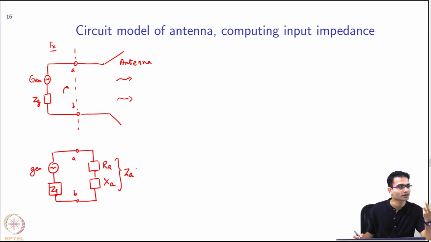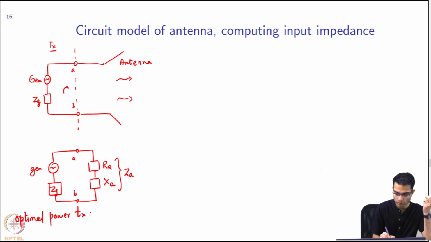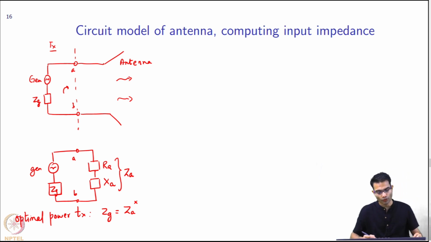I need to find out what Za is. For optimal power transfer, what do I want? Zg is equal to Za conjugate. For me to know that, I need to find out what Za is. I don't exactly know what Za is.